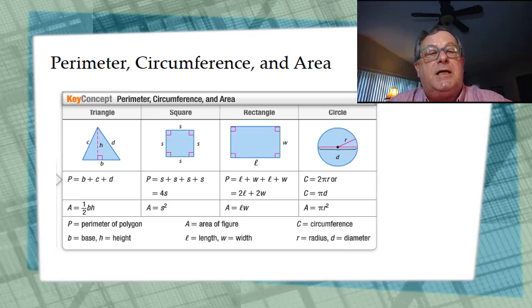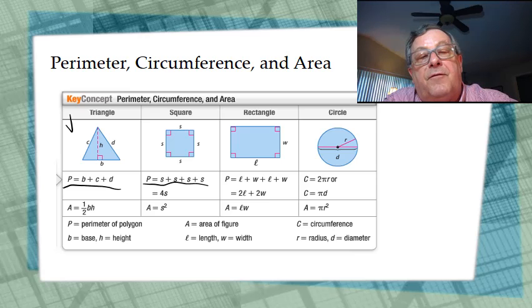And so here in this key concept box, let's start over here with the triangle. If we're trying to find the perimeter of a triangle, we're just adding the measures of the sides that we have. And the same thing is true if we have a square. It's side plus side plus side plus side, or 4 times s. In a square, all of the sides are going to be equilateral.